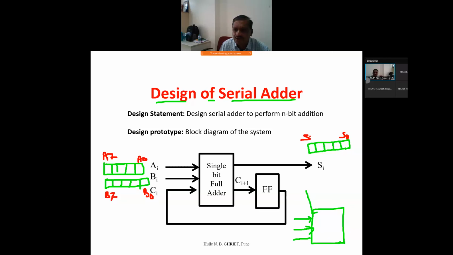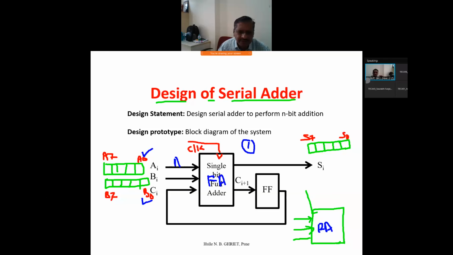How does this machine operate? Here will be the clock. This may be positive edge triggered, or maybe level triggered, but I will prefer the positive edge. During the first clock cycle, look at what happens. During the first clock cycle, this A0 and this B0 will be applied to this full adder. This is FA, a single bit full adder.